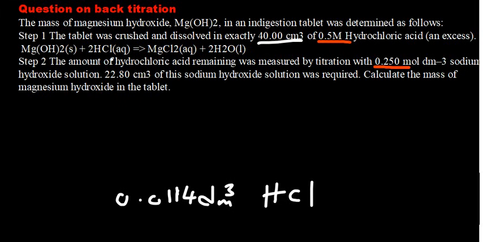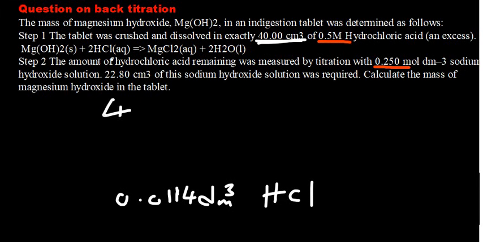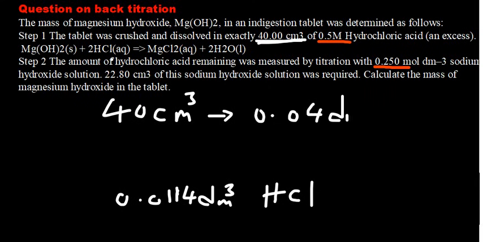In the first experiment, we are given that we add 40 cubic centimeters of HCl. So we need to convert this to decimeter cubed so that we are able to subtract. We divide by 1,000, because 1 decimeter cubed is equal to 1,000 cubic centimeters. So 40 divided by 1,000, we have 0.04 decimeter cubed. This is what we had initially at the start of the experiment.